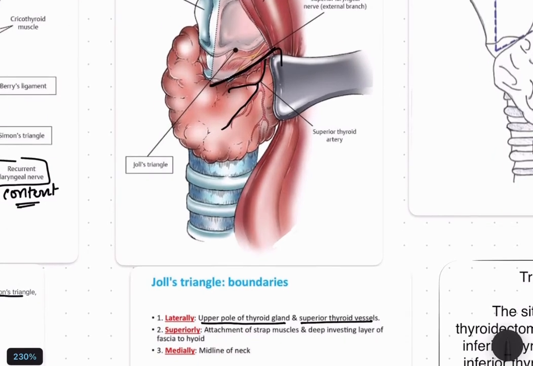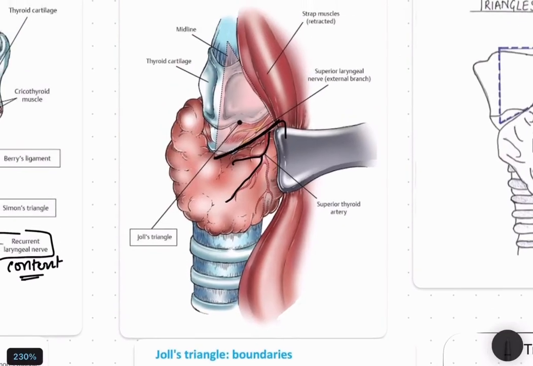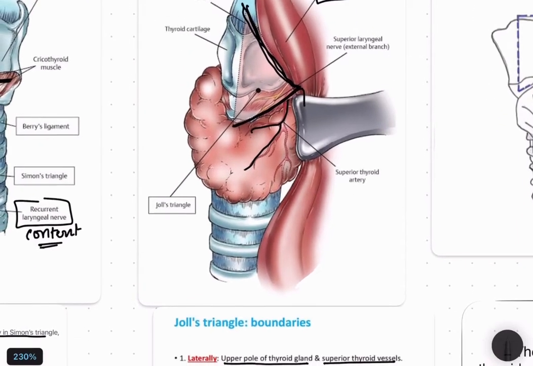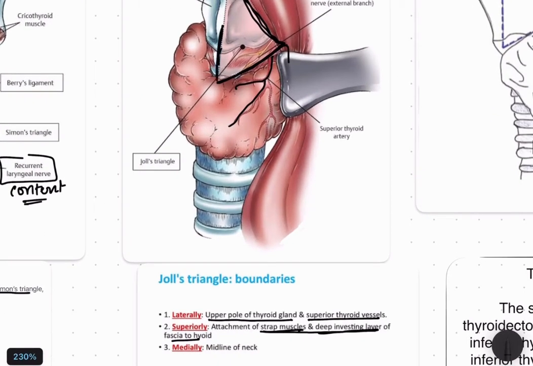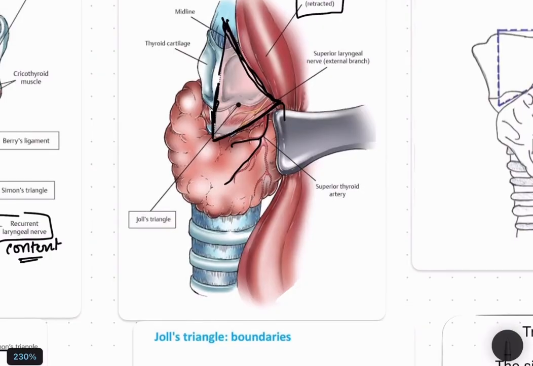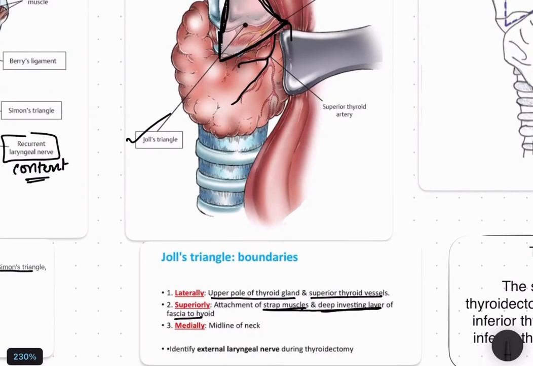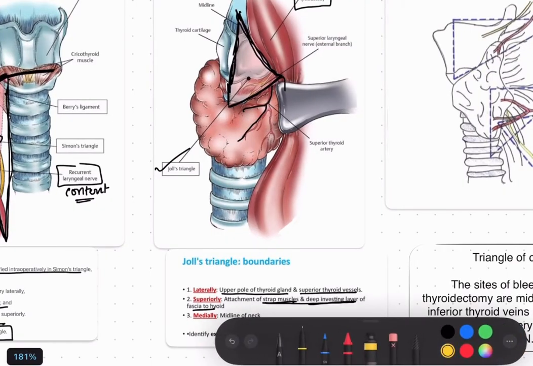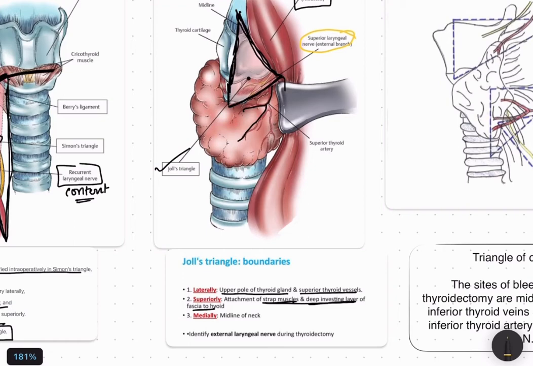Superiorly you have the strap muscles and the deep investing layer. You see these are the strap muscles, which are actually retracted. You can see they form the superior boundary along with the deep investing layer, and medially you have the midline. So this triangle is what is known as Zoll's triangle. Now what is the importance of this triangle? You can see this is the nerve which is lying here. This is the external laryngeal nerve.